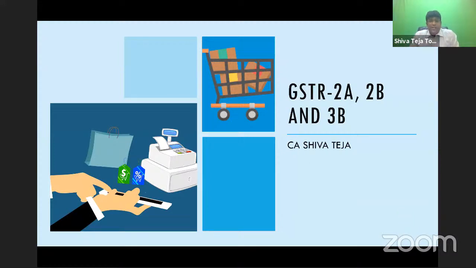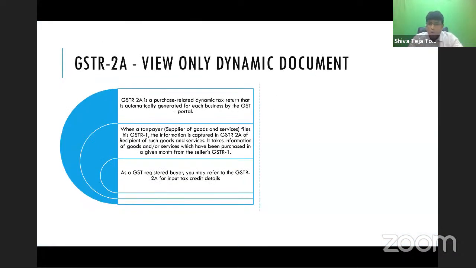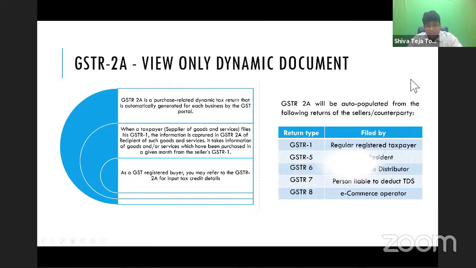Of course, we already started the 2A, 2B discussion. A lot of points we covered there. Let's start. The first thing, 2A, as I told you, is a view-only dynamic document. Of course, it is view-only because there is nothing you can change there. But why did I say it's a dynamic document? Because it keeps changing on a daily basis. As and when the supplier files GSTR-1, the 2A figures will start changing automatically. That's why we always say 2A is a dynamic statement.